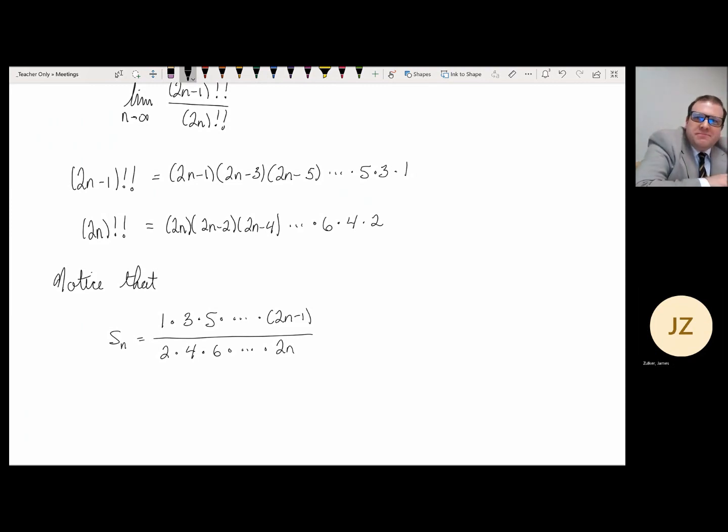And to rewrite S sub n, the 1 times 3 times 5 times so on and so forth up to times 2n minus 1 all over 2 times 4 times 6 times so on and so forth up to times 2n. Wasn't that a half times 3/4 times 5/6 times, what would it be, 7/8 times so on and so forth up through times 2n minus 1 over 2n.